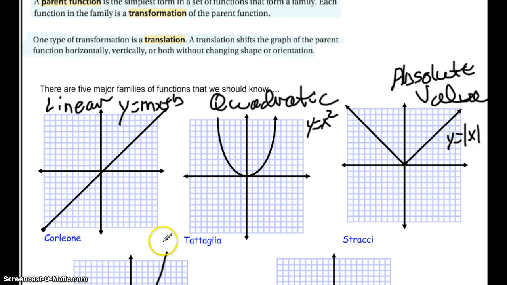And again, these are all the parent functions that all the other functions are derived from. So these are like the real basic parent functions, and then all the parent functions have all these children functions of all these different kinds of translations and transformations.